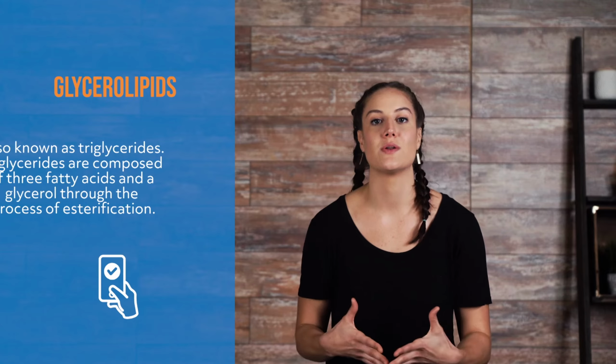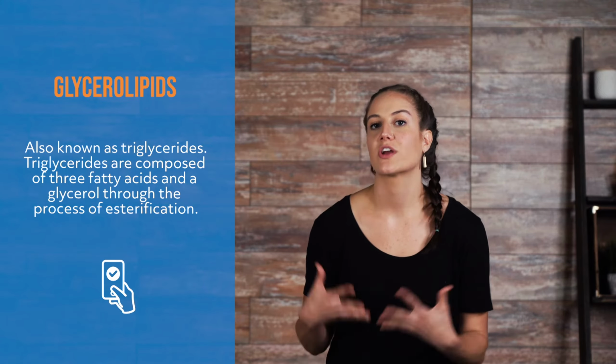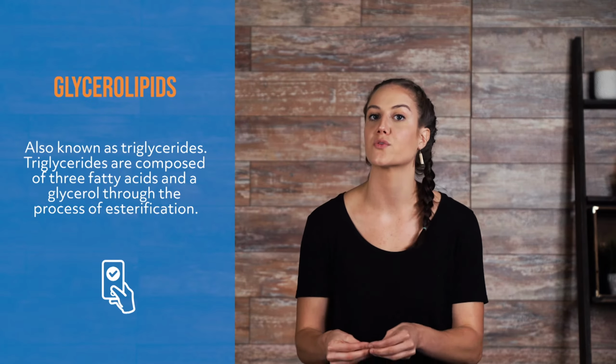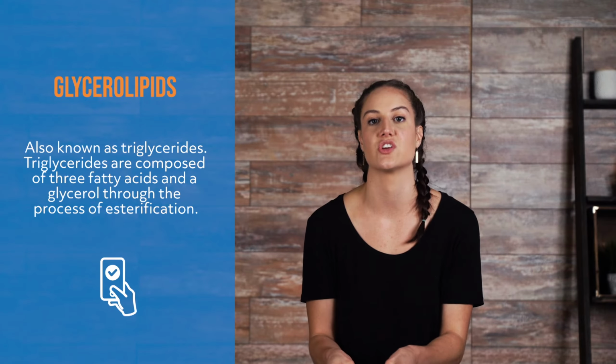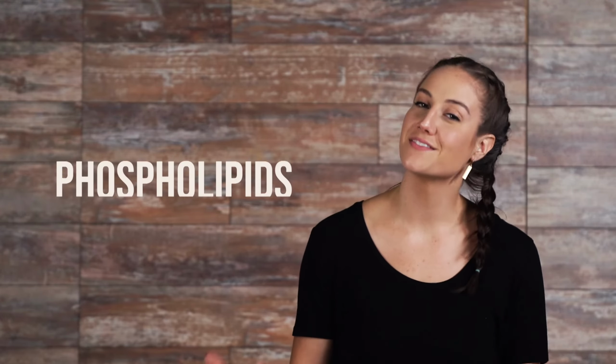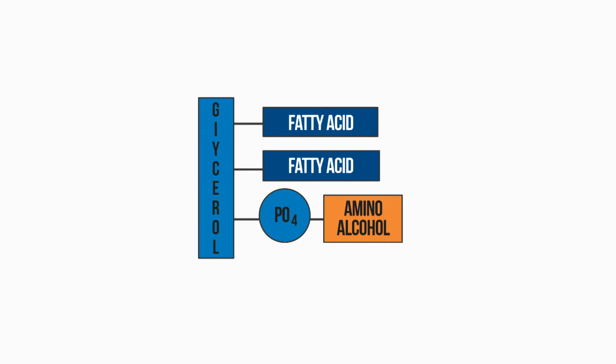Glycerolipids are also known as triglycerides. Triglycerides are composed of 3 fatty acids and a glycerol through the process of esterification, the reaction of carboxylic acids and alcohols. Glycerophospholipids are also known as phospholipids. They are composed of 2 fatty acids, a glycerol, and a phosphate group. Glycerophospholipids are a major ingredient of cell membranes.